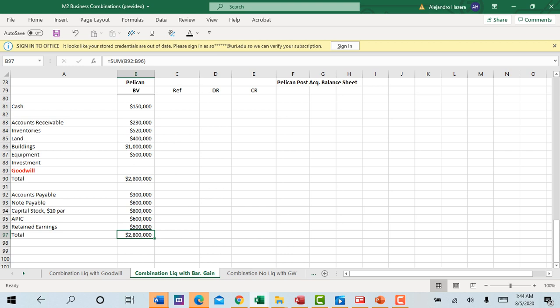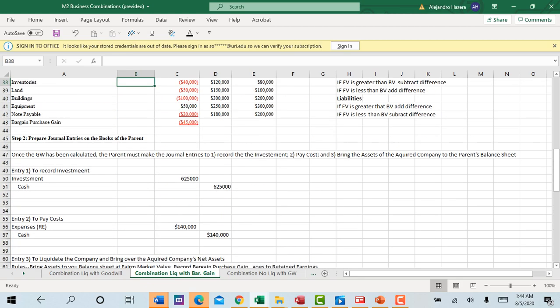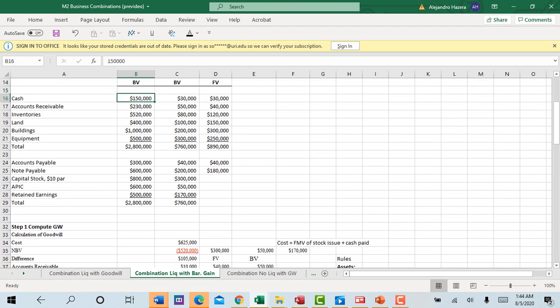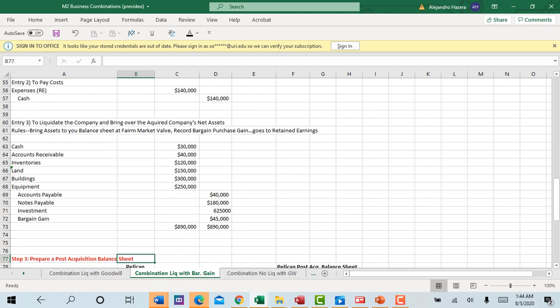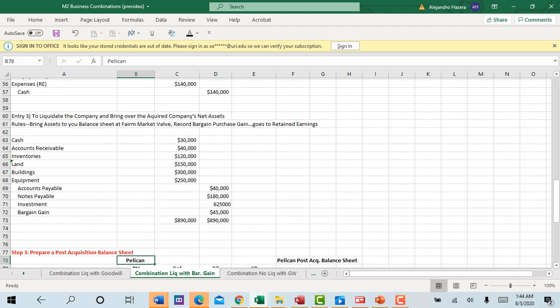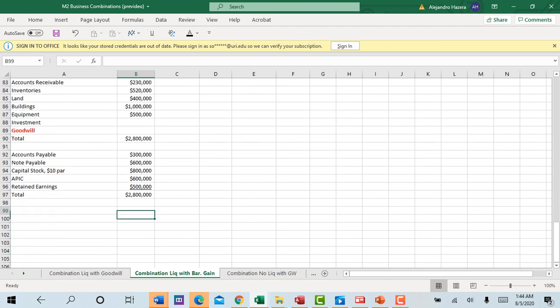Okay, now, I did this very fast last time, so I want to make sure that you understand that this balance sheet here, all I did was copy it down from here. This is the parent's original balance sheet. The parent's going to buy a company, buy the stock, bring over the assets, and then just come up with your balance sheet. Remember, this is still a liquidation, which means you only have one company afterwards.